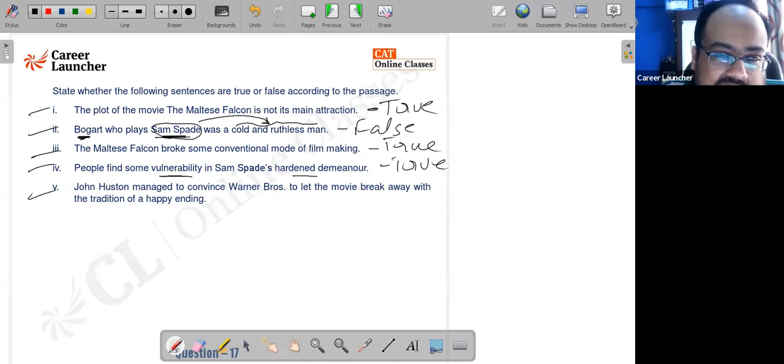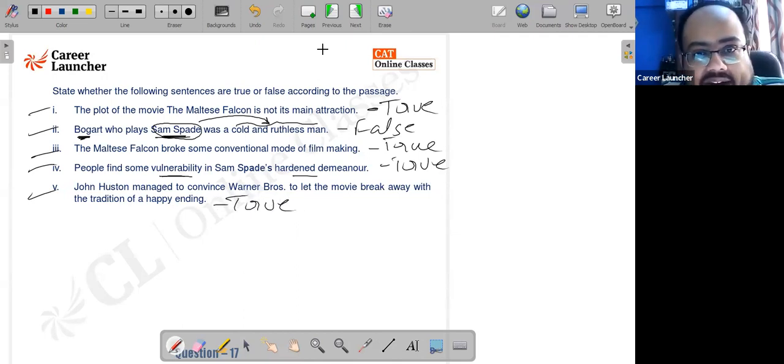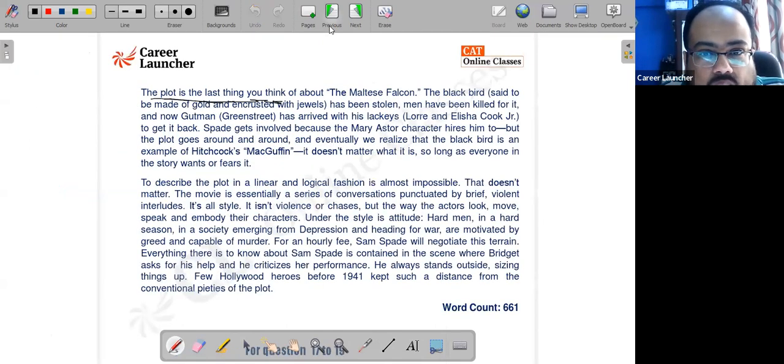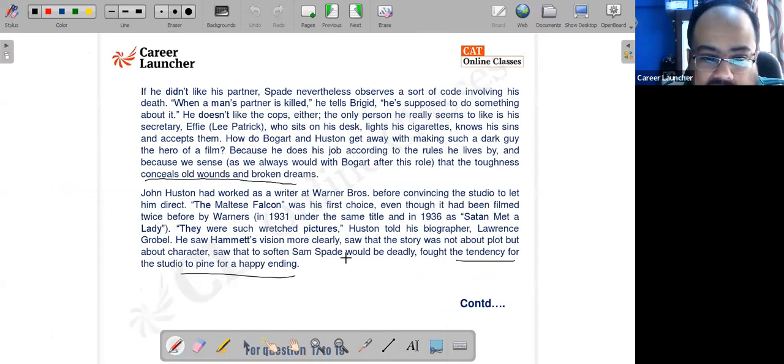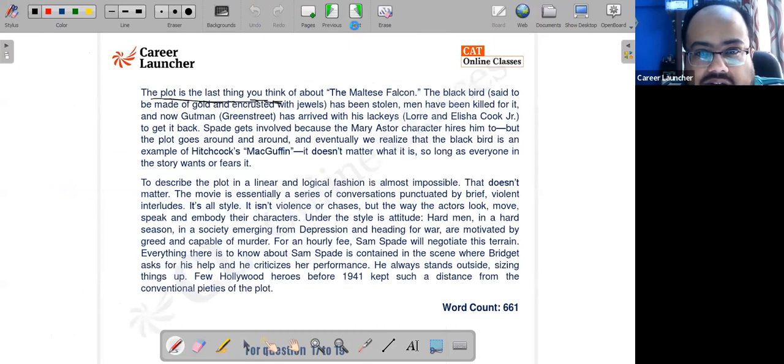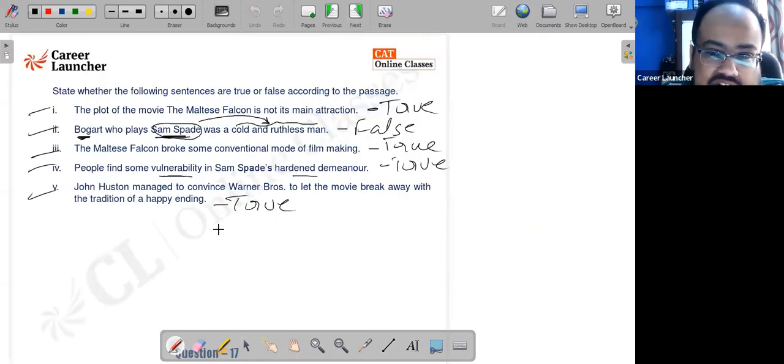with the tradition of a happy ending. We have just discussed this. This is valid. This is where I'm getting it from, the tendency for a happy ending. So this is valid, so this is true. So except for the second one, the others are true.